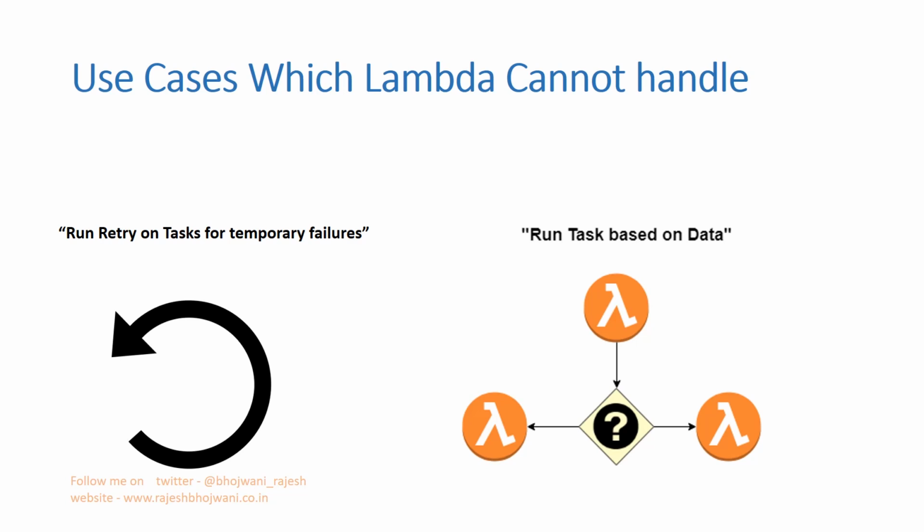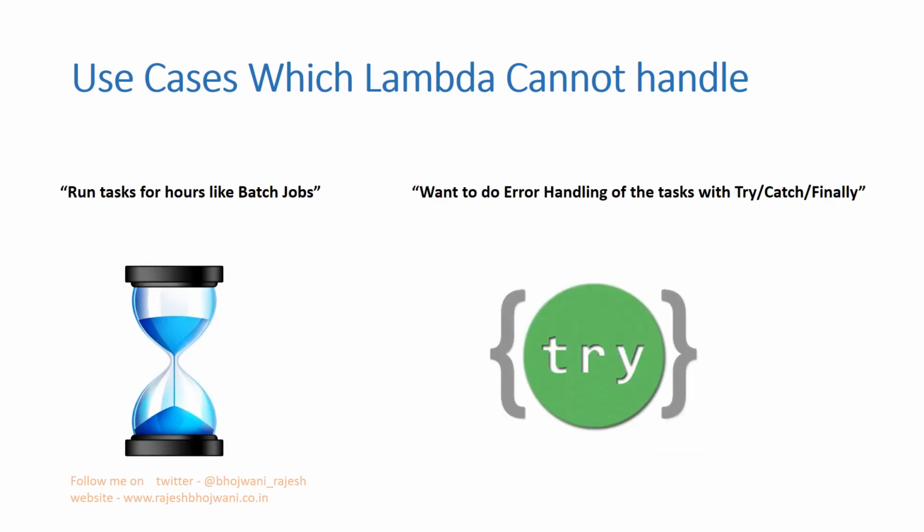Now let's take another scenario where you execute a task and, based on the output of that execution, you want to take action A or action B depending on the data value. That is not available as a built-in feature as of now in Lambda functions.